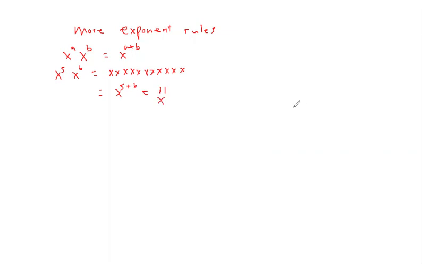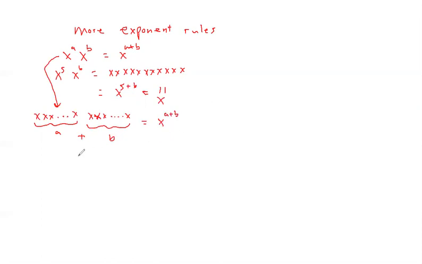Okay. And you can see in general, it's the same idea. Let's take this just in general and not use a specific example. If I have a factors of x, I have a of these x's, and then I have b factors of x. I have b of these. So then how many factors of x do I have? Well, obviously I have a plus b factors of x. That's pretty easy to see.